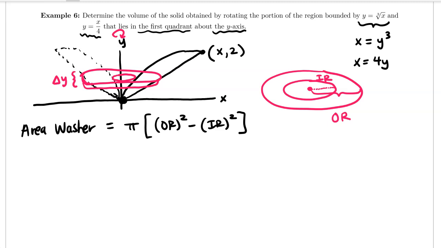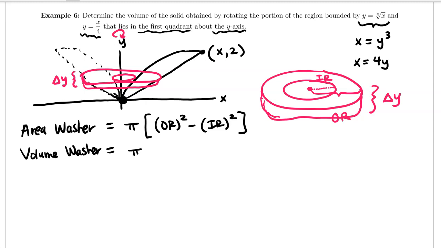And again, I just want to emphasize that this is not a standard notation. I'm just abbreviating outer radius and inner radius. And if I want the volume, if I'm thinking about it as a 3-dimensional donut, then I would think about what the height or the thickness is, and in this case we're calling it delta y. So it's going to be pi times the outer radius squared minus the inner radius squared, and then times the height, or in this case the thickness.